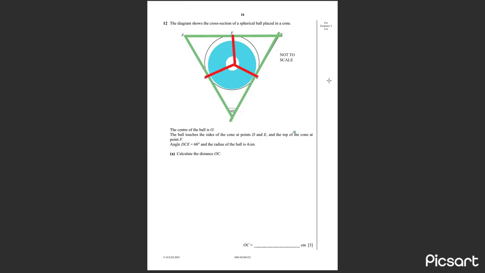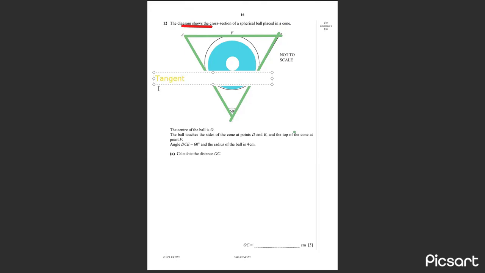Okay, let's read the question again. So here they say the diagram shows a cross section of a spherical ball placed in a cone, or a party hat. The center of the ball is O. The ball touches the side of the cone at the points D and E, and the top of the cone at F. So it touches. As it said, it touches it. So this means it's a tangent.